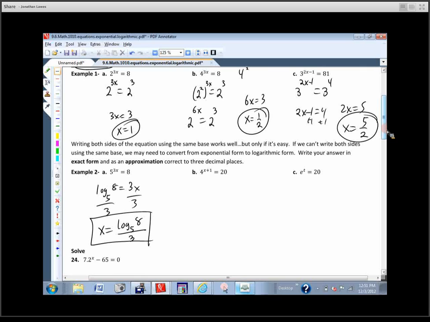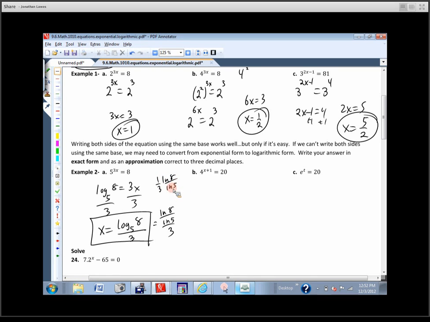So, a decimal approximation for this. Do you have a log base 5 on your calculator? Nope. Okay. So we went over the change of base formula last time. Here's what we can do. I like ln, so I'm going to do the ln of 8 over the ln of 5, and then I'm going to divide that by 3. Or if you wanted to think of it as 1/3 times the ln of 8 over the ln of 5.